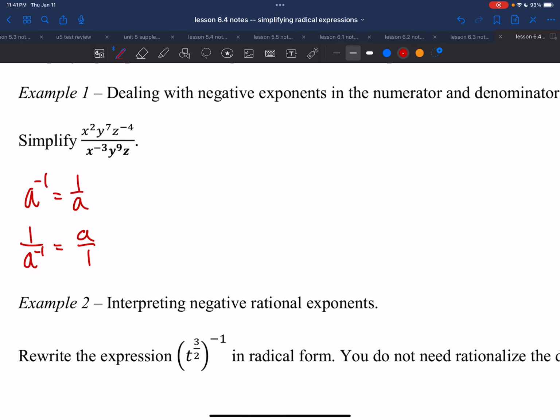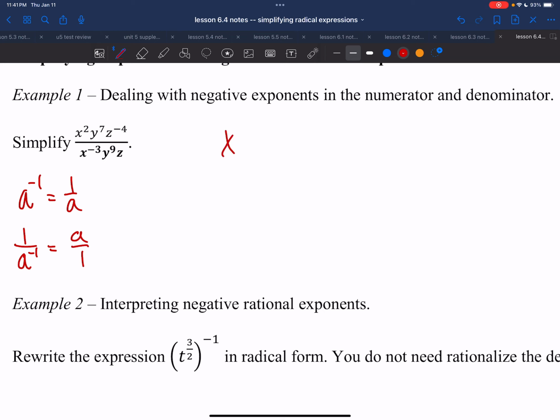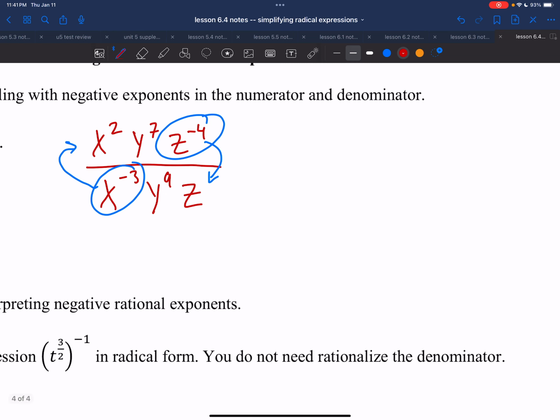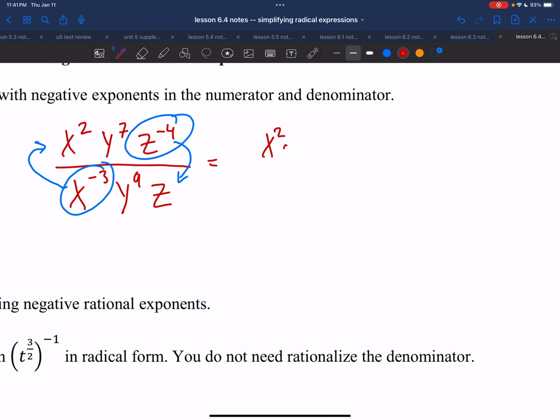So I say, I've got x squared, y to the 7th, z to the negative 4, over x to the negative 3, y to the 9th, and z. Well, this x to the negative 3 goes up top, and this z to the negative 4 goes on bottom, right? Because that's how negative exponents work. They're reciprocals, so they just switch numerator and denominator. So I get x squared times x to the 3, positive 3, not negative now, times y to the 7th over z times z to the positive 4.